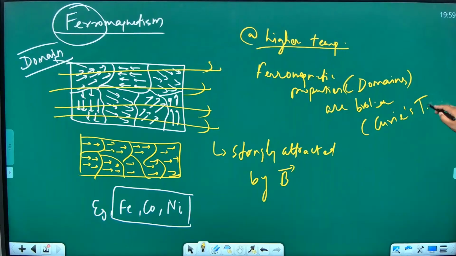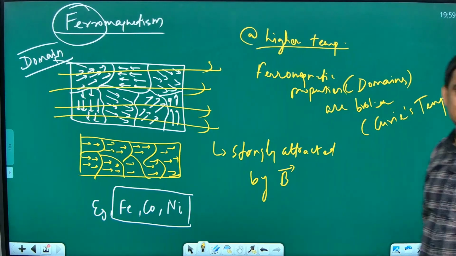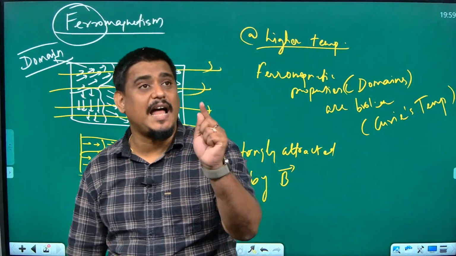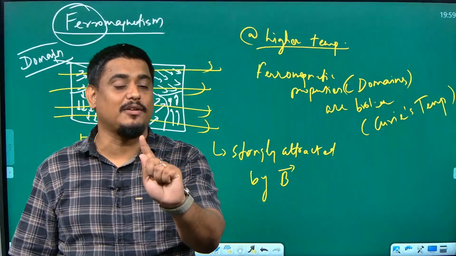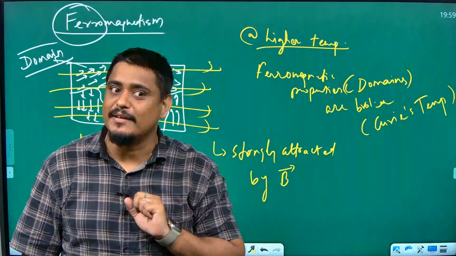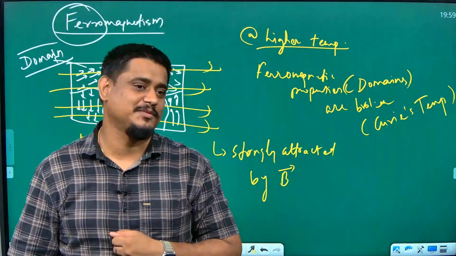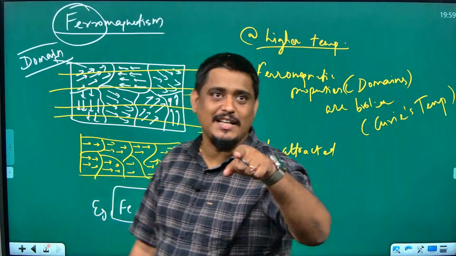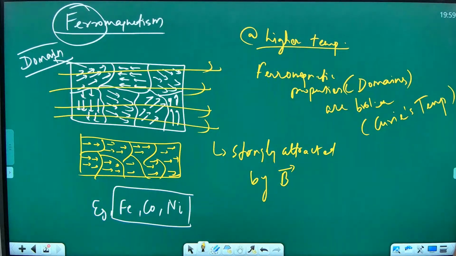It was found by Curie. So what is Curie's temperature? The temperature at which ferromagnetic properties are lost. What will happen? It will become paramagnetic. So a ferromagnetic substance at very high temperature, at Curie temperature, becomes what? It becomes paramagnetic.